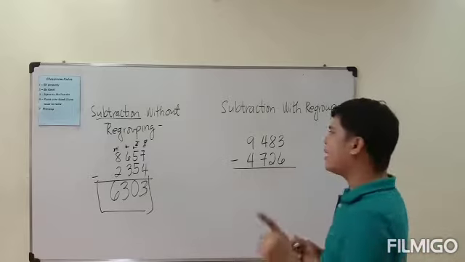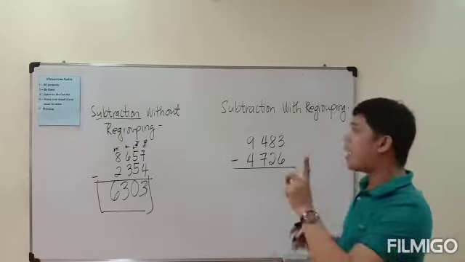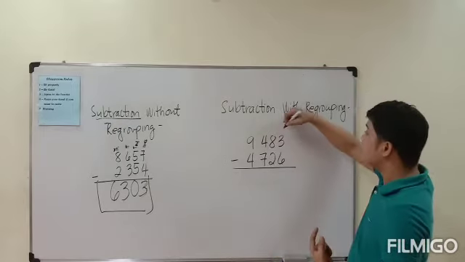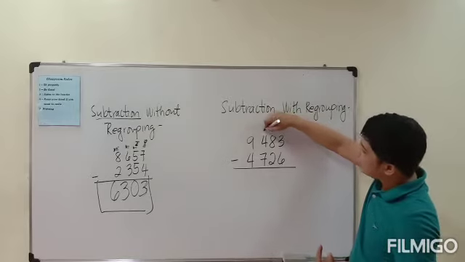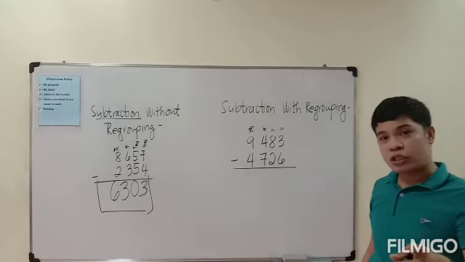But by the way, class, do not forget, when we subtract, we always start at the ones, and we first identify the place values of all these digits. So this is for ones, tens, hundreds, and thousands. So now, let's solve.